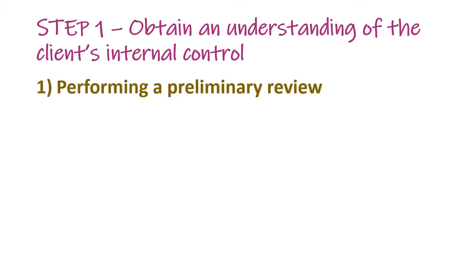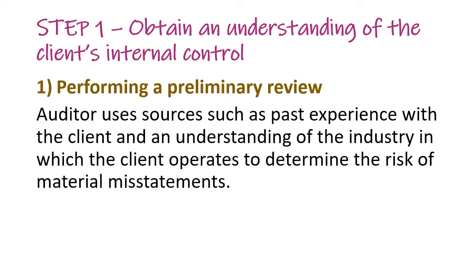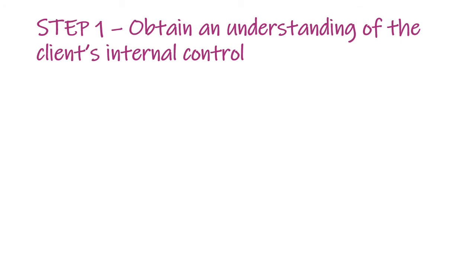Still under step one, the first step is performing a preliminary review. Here, the auditor uses sources such as past experience with the client and an understanding of the industry in which the client operates to determine the risk of material misstatement. Coming from this information that the auditor gathers, he will now set a preliminary assessment or preliminary review of the entity's internal control.